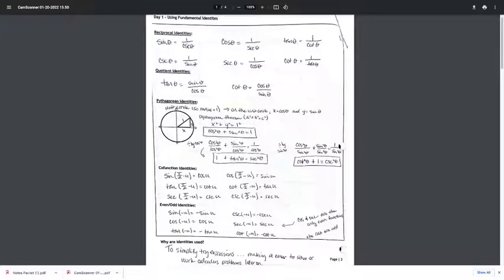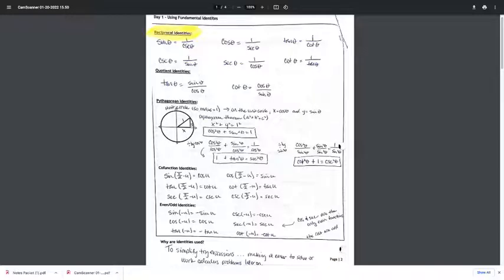Hey guys, today we're going to do notes over using fundamental identities, and I'm going to be lazy and just use my answer keys rather than rewriting all of this. I'm just going to talk you through them. So we've already done reciprocal identities in the past.